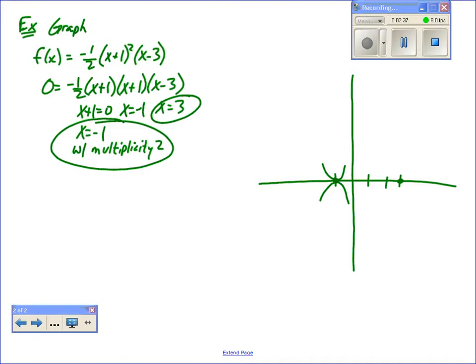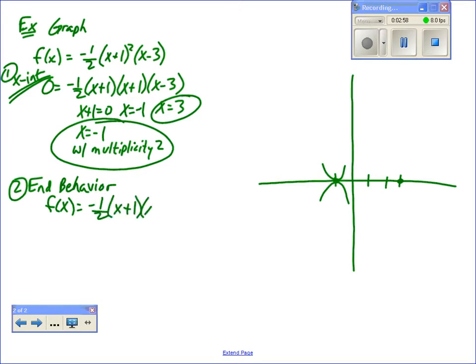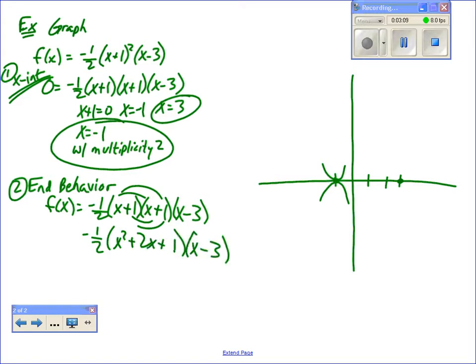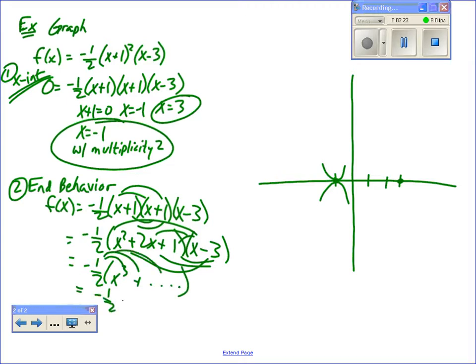Now let's talk quickly about end behavior of this thing. We just found our x-intercepts, that's what we're looking for, number one. Number two, let's look at our end behavior. If you were to expand this, x plus 1 quantity squared is x plus 1 times x plus 1, which gives x squared plus 2x plus 1. Then you get this x minus 3. Take the x through to each of those, take the minus 3 to each of those, and then you have this -1/2 in front. Anyways, you get x cubed plus whatever. But you take this -1/2 through, finally, -1/2 x cubed plus more terms. So this is your function.